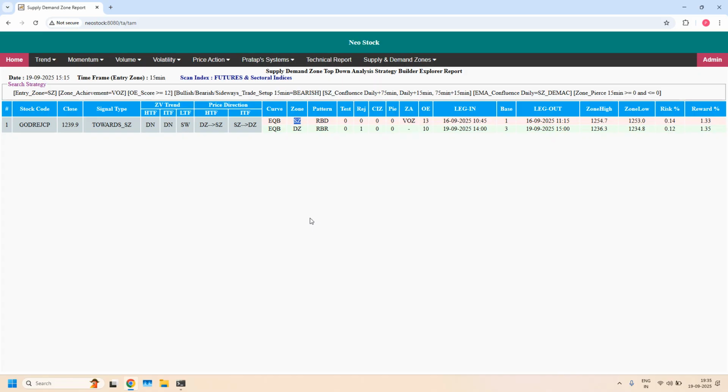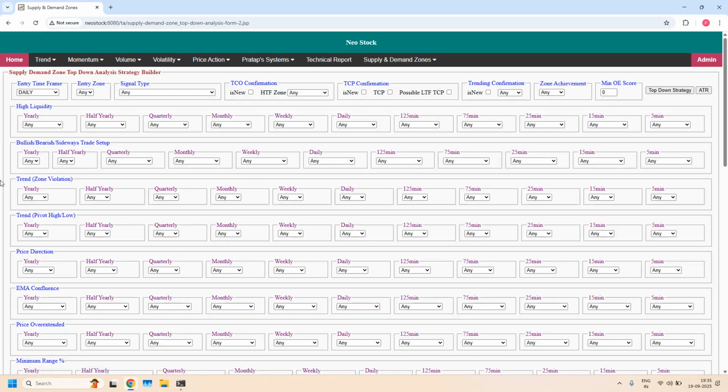Otherwise, higher chances of zone violation. So this is a bearish trade setup for daily income trade. We have completed all the three income trade reports. Next, I will generate finding the stocks near demand and supply zone, starting with yearly time frame.